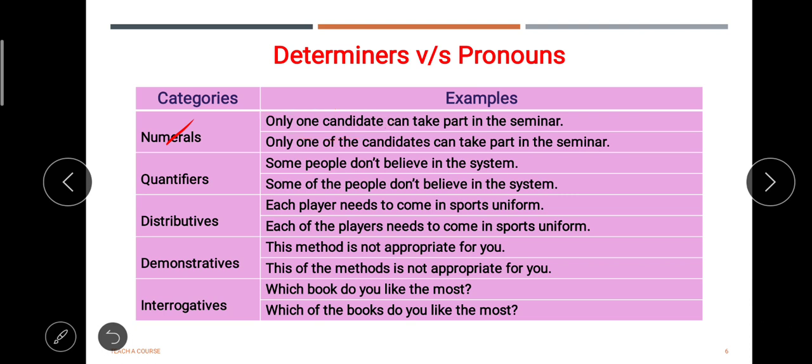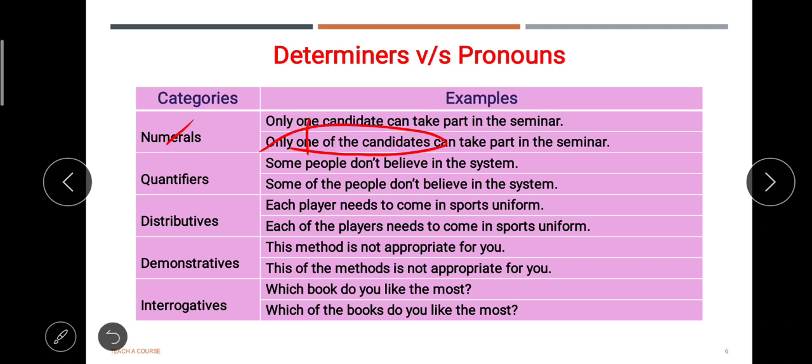But in the second case, only one of the candidates, one is the numeral and candidate is the noun which is being indicated by this word, but we have of and the in between. So now the role is changed. In the second sentence, one is not a determiner, rather it is a pronoun.